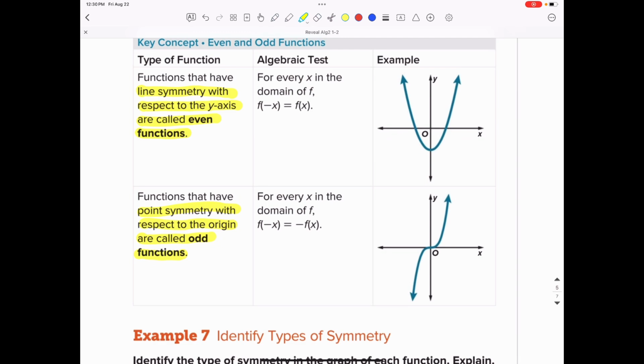So the way you can find an even function, that it has symmetry over the y-axis, is that you're going to replace all of the x's with a negative x. And if you can replace all of the x's with a negative x, and it still looks like the original function, all the signs are the same, then it is going to have y-axis symmetry, and therefore it is an even function. If you replace the x with a negative x and all of the signs are different, then it's going to be an odd function, which means it has origin symmetry.